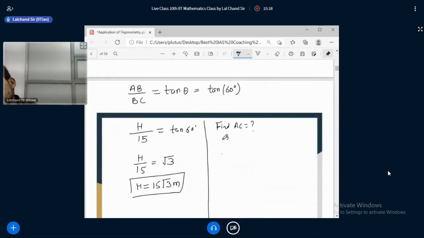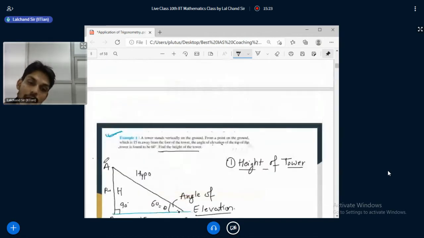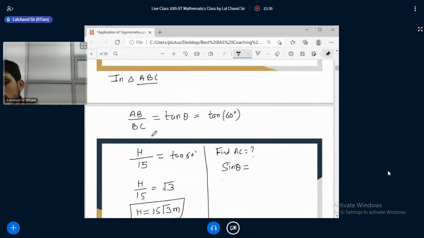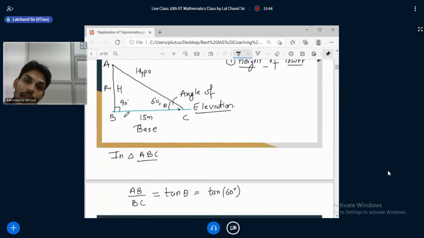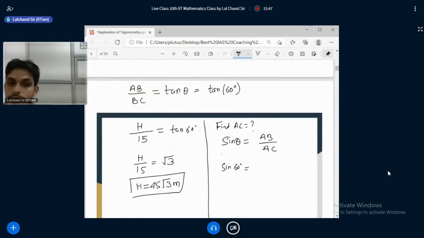Okay. So what is the value of sine theta? Sine theta is equal to AB by AC. AB divided by AC, is it? And if we substitute the value of theta, then we have sine 60 divided by AB. What is the value of AB? AB that we calculated here is 15 root 3. That is the value of AB, divided by AC. What is the value of AC? We need to calculate it.